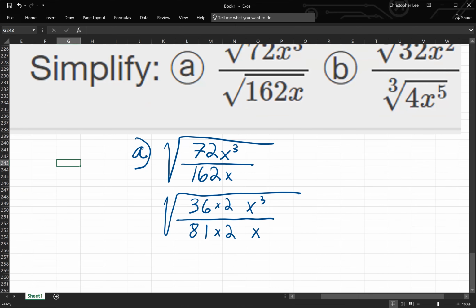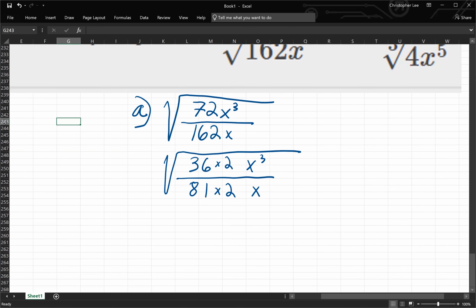You see how we have the common factor of 2's right there? They cancel out. So now what am I left with? I got 36 over 81. I have the x to the third divided by the x. What does that become? X squared. Now, you see, now we're talking. Good. Right?